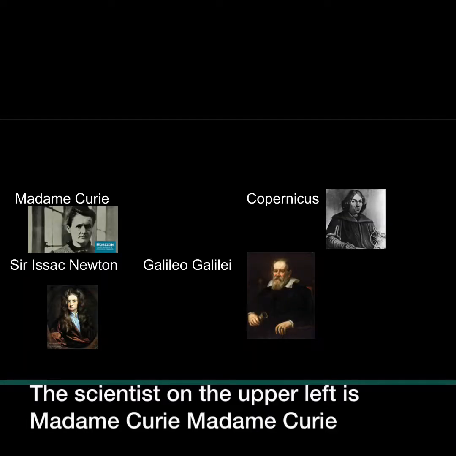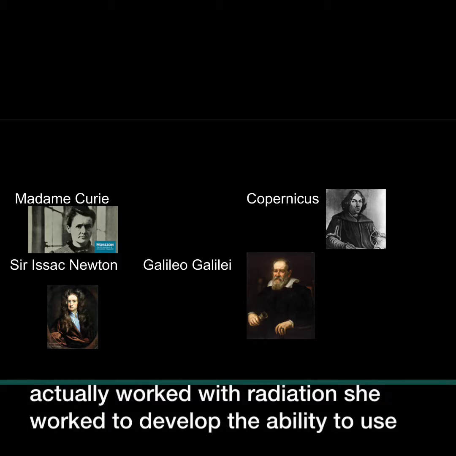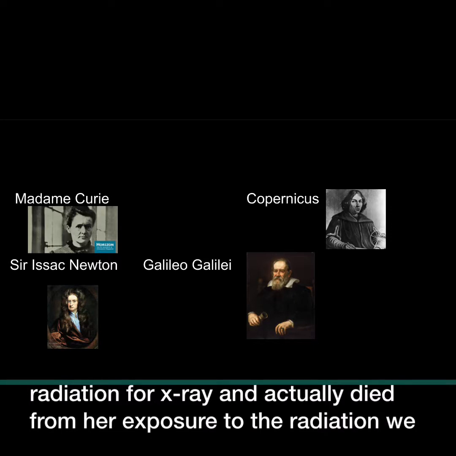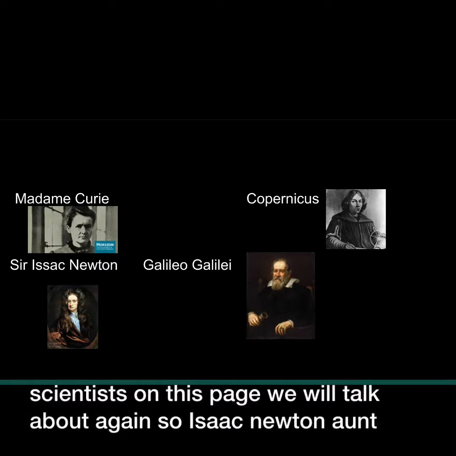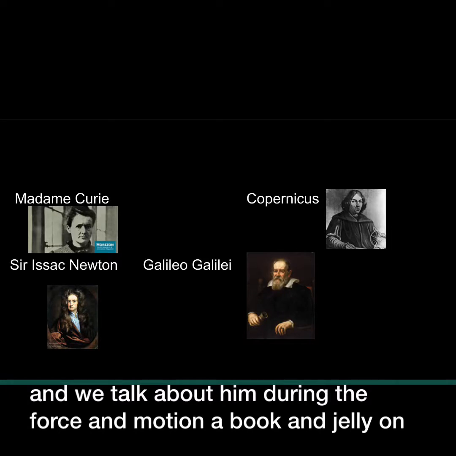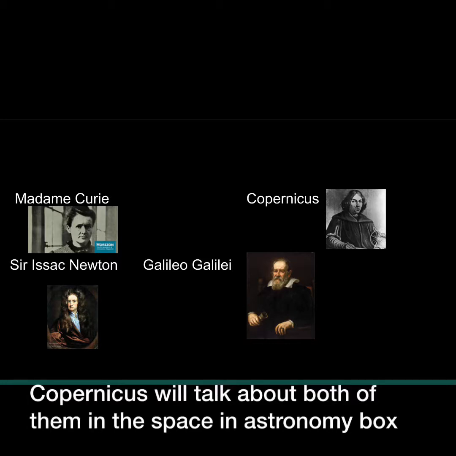All right, the scientist on the upper left is Madame Curie. Madame Curie actually worked with radiation. She worked to develop the ability to use radiation for X-ray and actually died from her exposure to the radiation. We probably won't talk about her much again this year, but the other three scientists on this page we will talk about again. Sir Isaac Newton, and we'll talk about him during the Force and Motion book, and Galileo and Copernicus, we'll talk about both of them in the Space and Astronomy books.